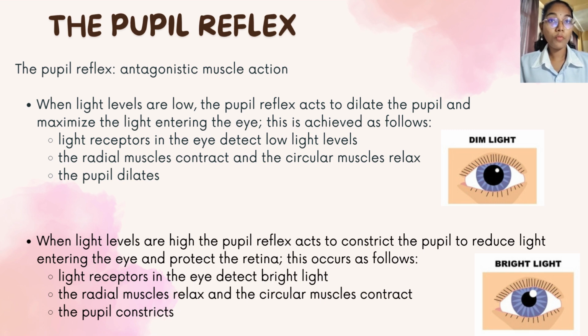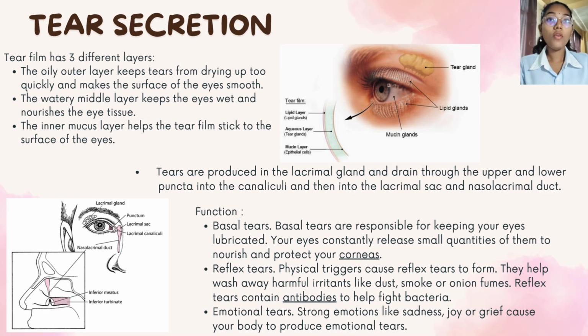Let's see what will happen to pupil in bright light. When light levels are high, the pupil reflex acts to constrict the pupil to reduce light entering the eye and protect the retina. How does this happen? Same as dim light, the light receptors in the eye detect bright light, the radial muscles relax and the circular muscles contract. The pupil constricts. Now let's move on to the next part of my presentation, which is physiology.